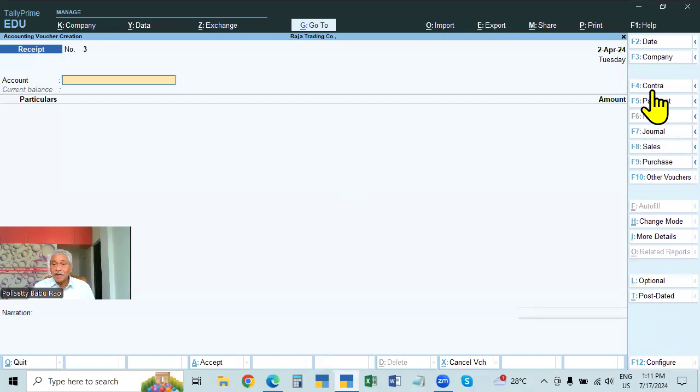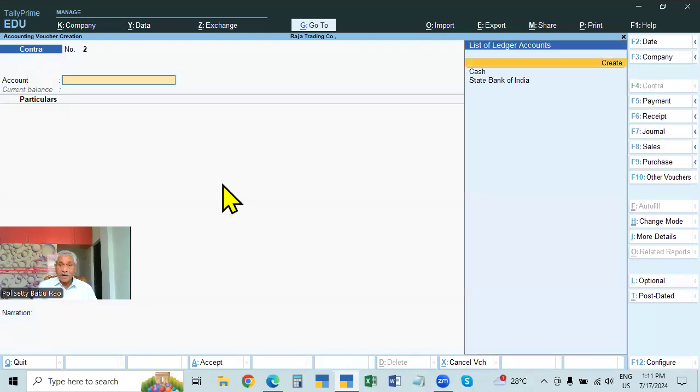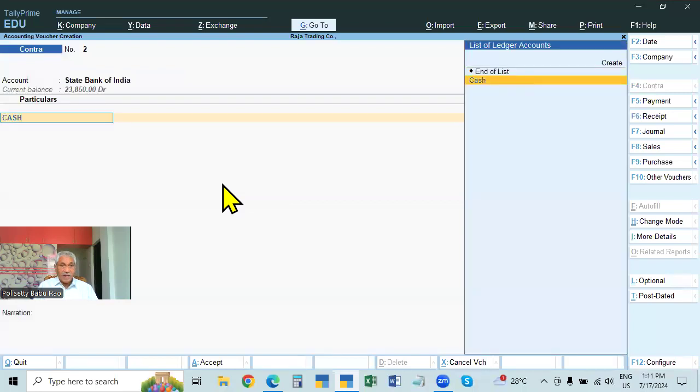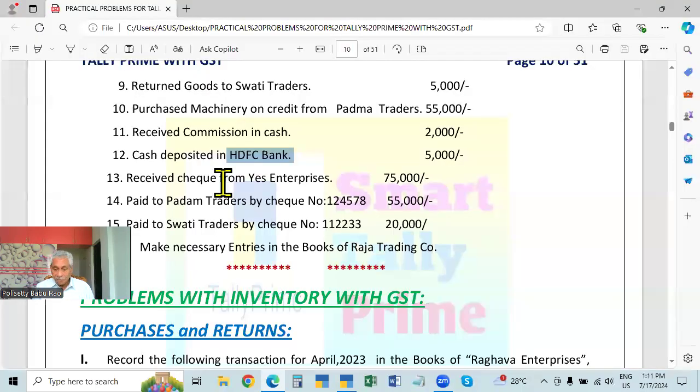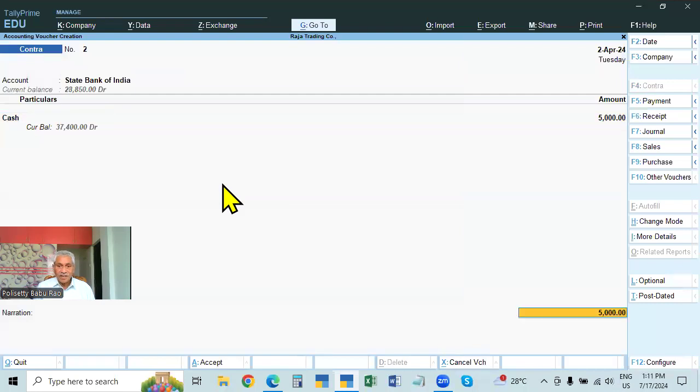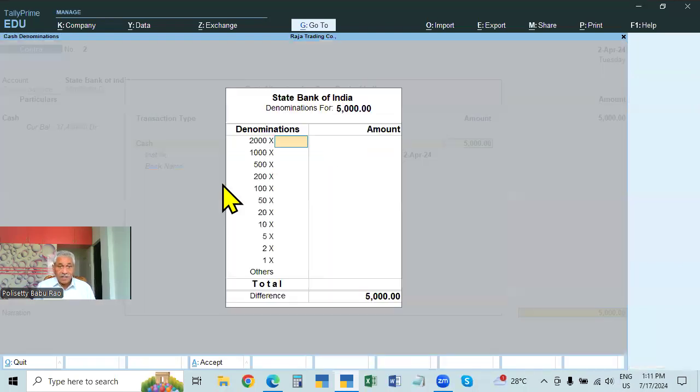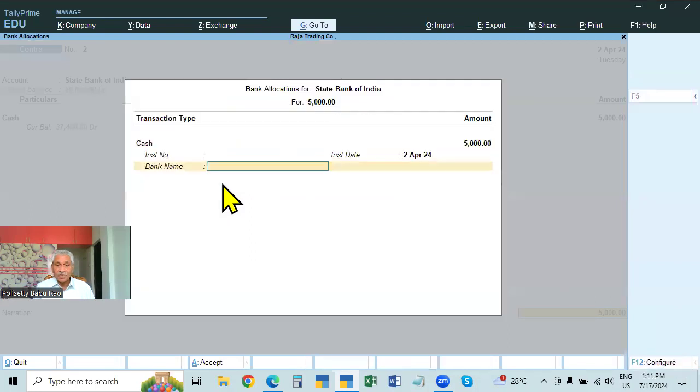But where do you enter it? We enter it in the contract. We deposit in the State Bank of India. The bank account is to be taken. Then we paid cash. How much? 5,000 rupees. That's all. Here we write cash, which means we have to use the denomination. So you use that 5 to mean 5,000 rupees.